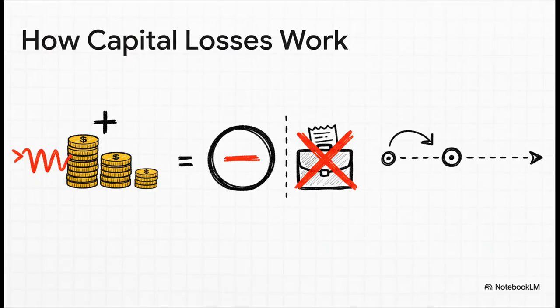So here's how they work. The number 1 rule is that you can't use a capital loss to lower the tax you pay on your salary. But you absolutely can use it to cancel out your capital gains. If you have more losses than gains in a year, you get what's called a net capital loss. You can then take that loss and apply it to gains you had in the last 3 years, or you can carry it forward to use against any future gains, pretty much forever.